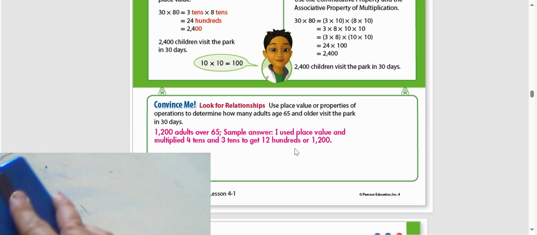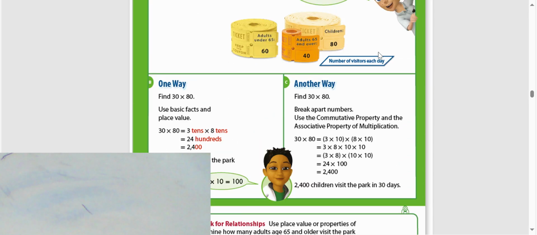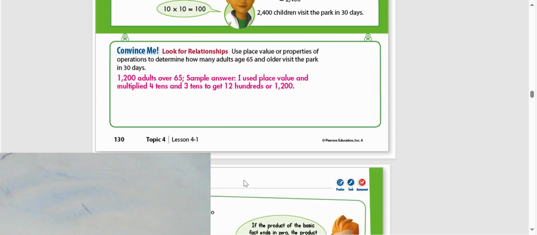Understood? Because we have the number here was 40. In this table, look here, 10. Again, we have here what? 40. You can multiply 40 by 30. The result will be 1200.